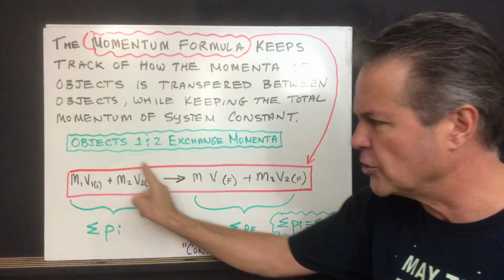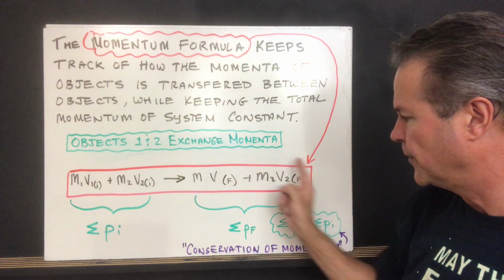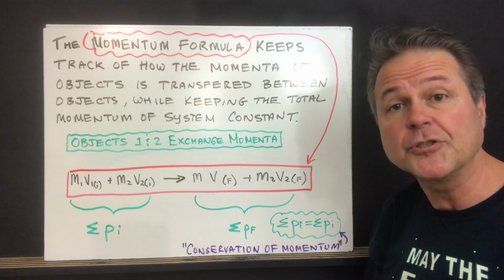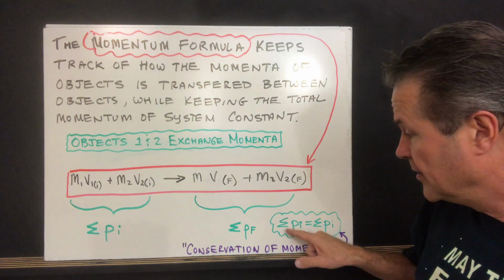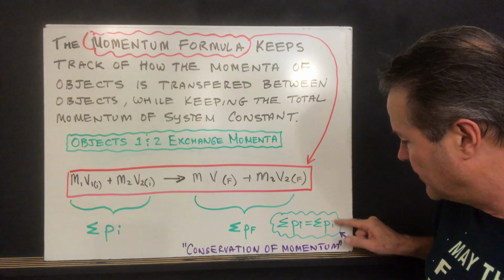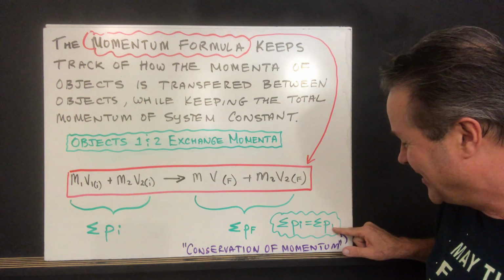So the total initial momentum is going to be equal to the total final momentum, and that's what this is. So this is the formula for conservation of momentum. The sum of all the initial momenta is equal to the sum of all of the final momenta.